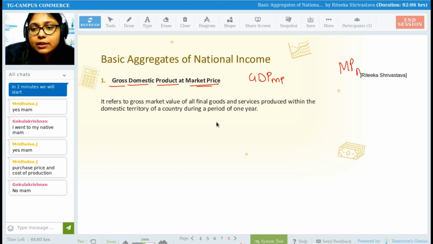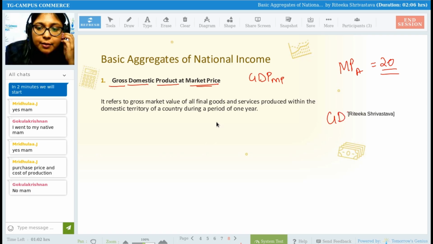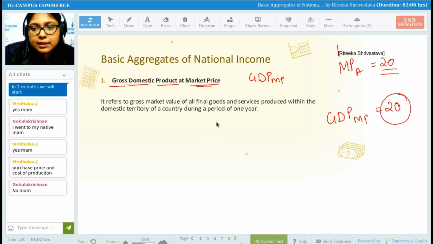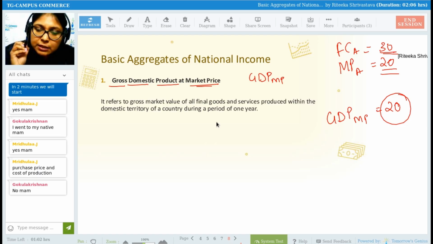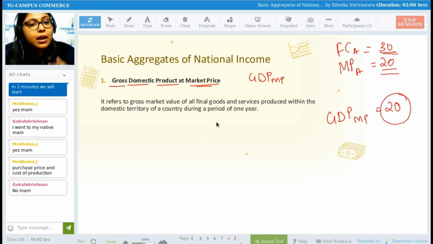Suppose the market price of good A is 20 rupees, then when we calculate or compute GDP at MP, we will consider 20 rupees. Say suppose the factor cost of the good was 30 rupees. Then we will not consider this 30 rupees, we will take only 20 rupees because we are calculating GDP at MP. So whatever the current market price of the product is, we will consider that under GDP at MP.